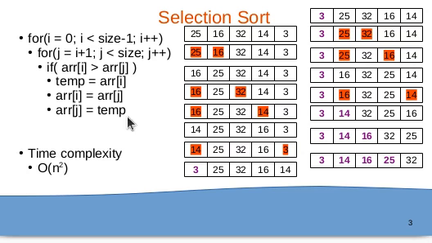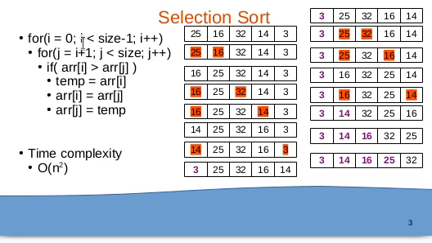Next iteration, j equal to 4, i equal to 1, so array of i will be compared with array of j equal to 4. So these two, this array of j is less than array of i, so we have to swap it. So we have swapped it.